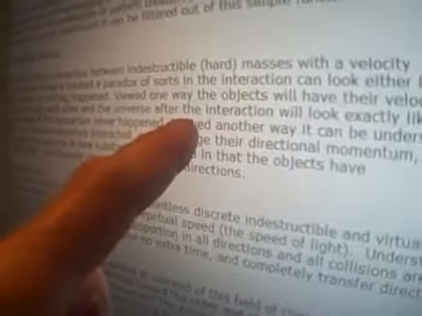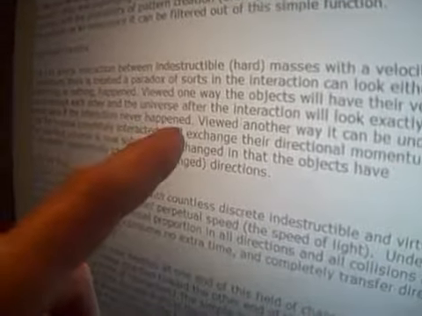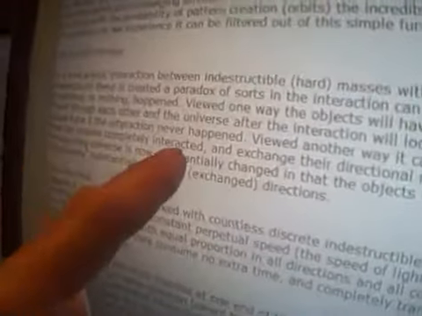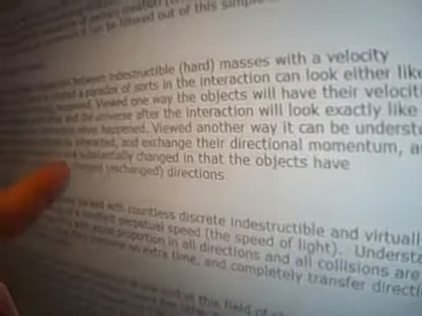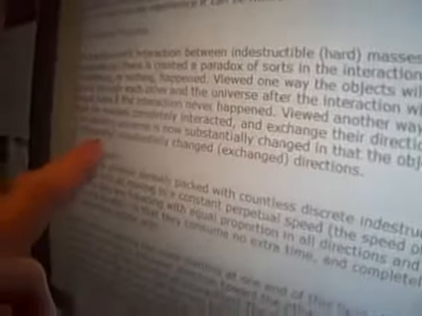There's created a paradox. Viewed one way, the objects will have their velocities travel through each other, and the universe after the interaction will look exactly like it would have if the interaction never happened. Viewed another way, it can be understood that the masses completely interacted and exchanged their directional momentum, and the resulting universe is now substantially changed, in that the objects have individually substantially exchanged directions. So it's sort of this subjective-objective argument, but the individuals, no doubt, are substantially changed. But kind of paradoxically, the universe didn't. Two things were going somewhere, in the example of the X, and two things end up somewhere in straight lines from that position. And nothing happened, in a sense, beyond the completion of that straight line movement. So it is kind of paradoxical.